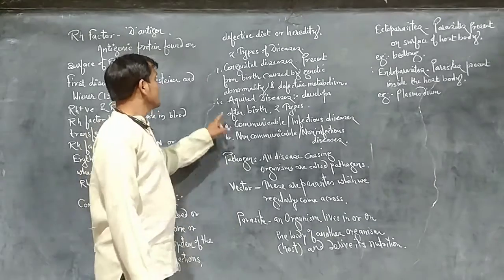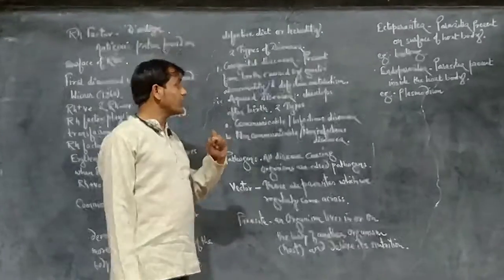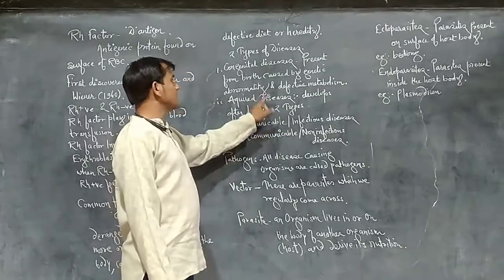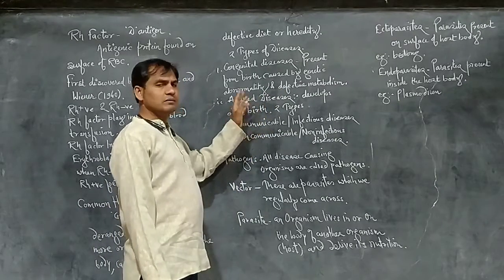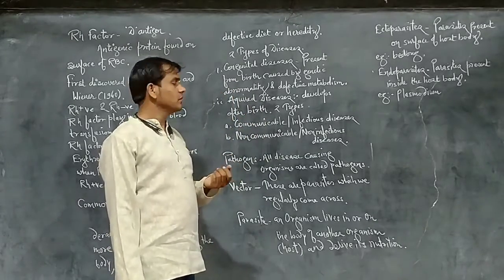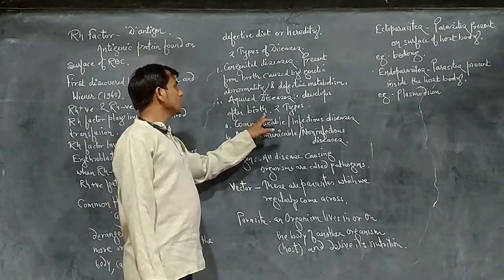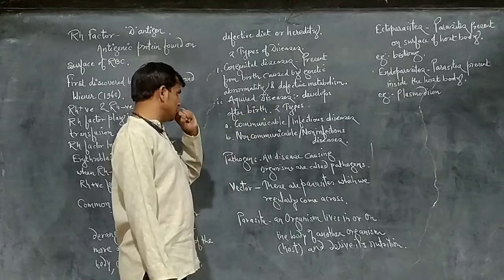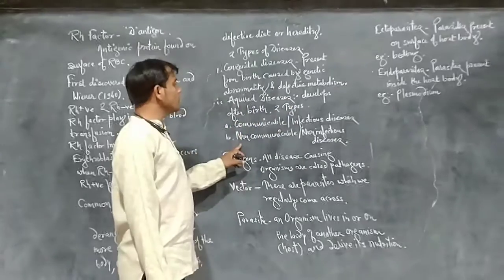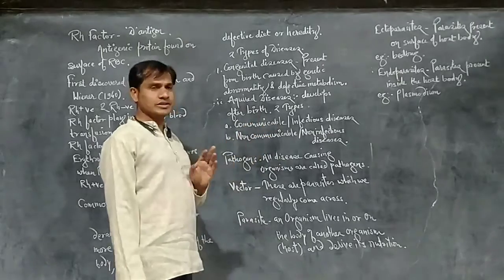Acquired diseases develop after birth. These diseases may be cured by different treatments, drugs, etc. There are two types of acquired diseases: communicable, also called infectious diseases, and non-communicable, also called non-infectious diseases.